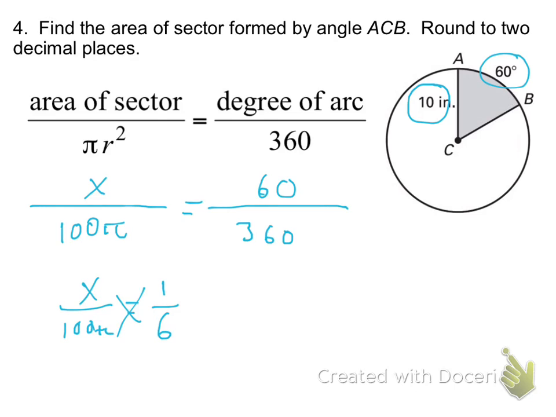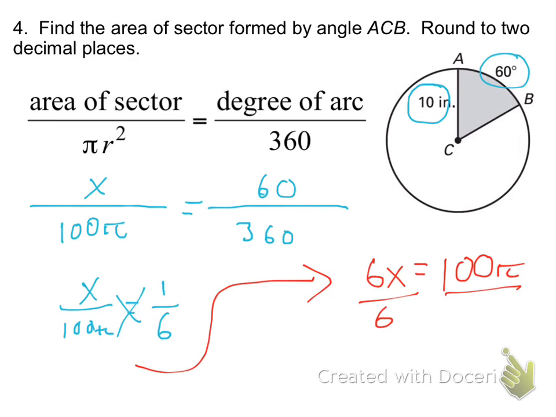Now I'm going to cross multiply. I'm going to change colors too. I'm going to go up here. x times 6 is 6x, and 100 pi times 1 is 100 pi. Divide both sides by 6. And so I got x, my area.